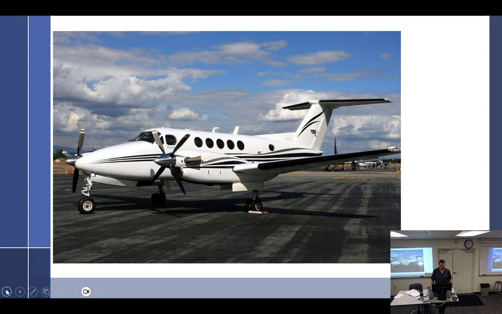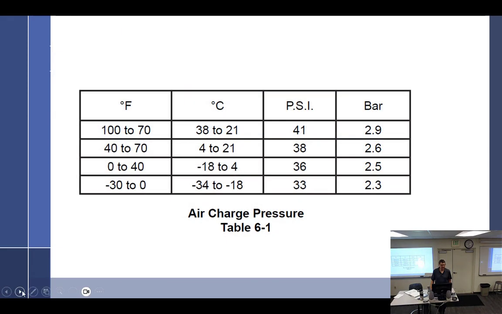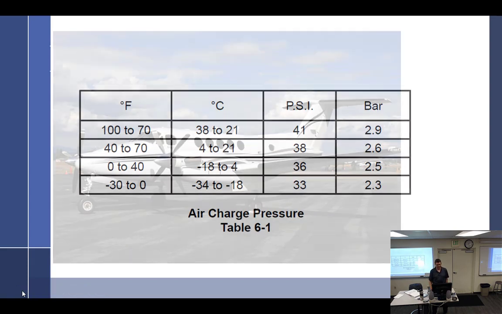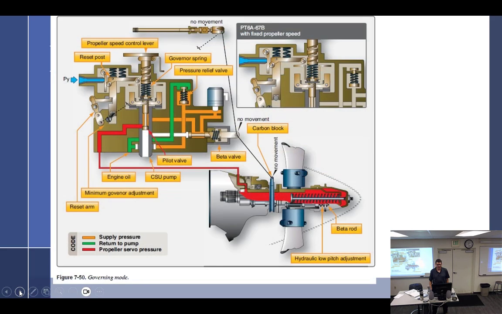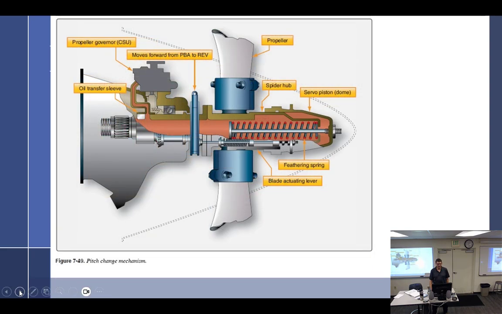He said to check it when? Every engine annual or 100 hours, every month. So is it like whichever one comes first? Yeah. Every annual or month? All right, there's your PT6 governor control. So memorize that for the test.